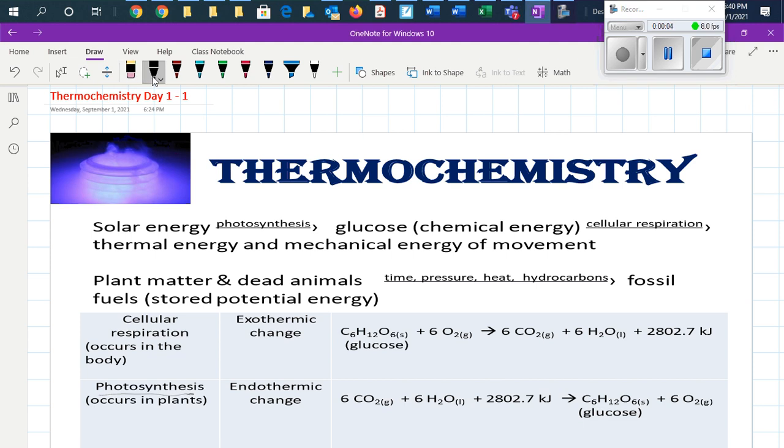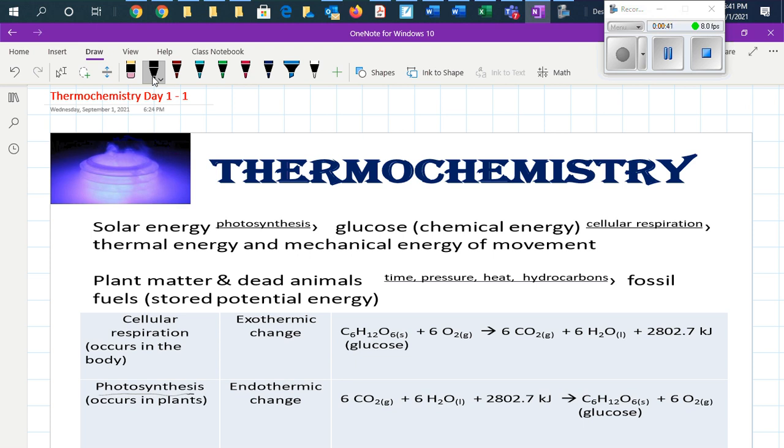Okay, guys, today we'll start with the first part of day one in thermochemistry, and we'll focus mostly on energy, as the focus of this unit in Chemistry 30 is energy. What you have seen and tackled even in the previous courses are two processes known as photosynthesis and cellular respiration.